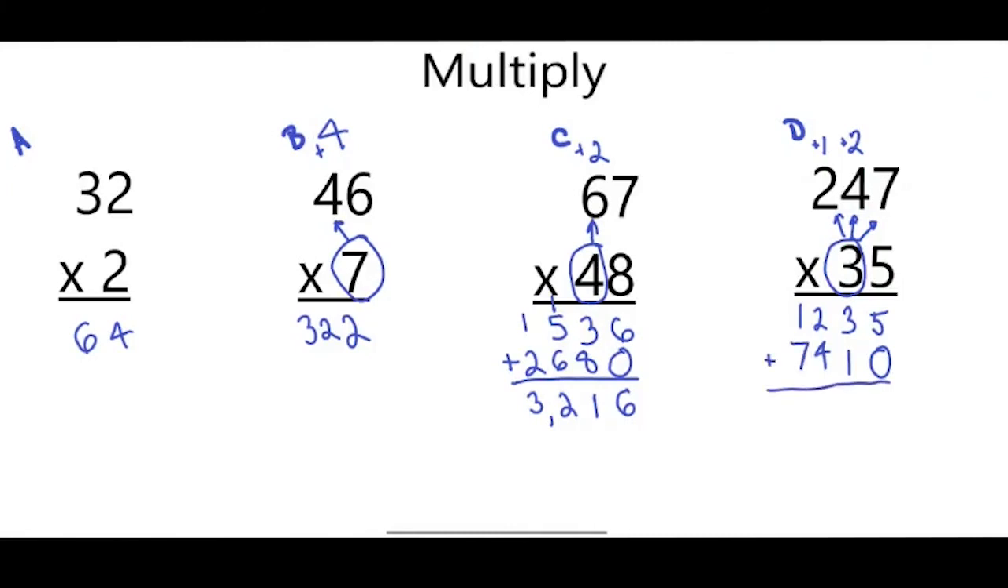Now I add those together. 5 plus 0 is 5. 3 plus 1 is 4. 2 plus 4 is 6. And 1 plus 7 is 8. I put my comma there. So the answer is 8,645. And that's how you multiply.